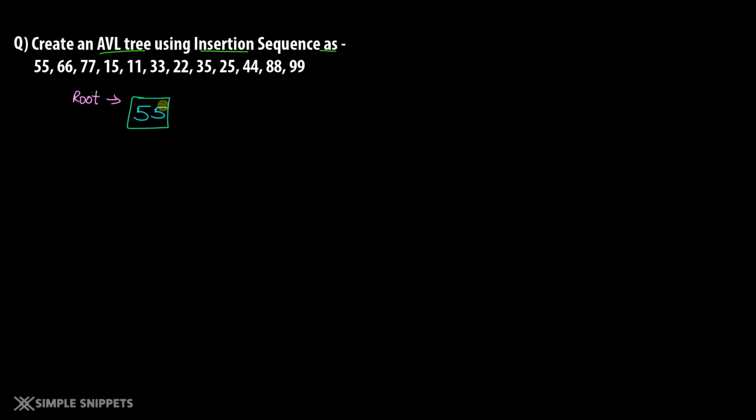As I mentioned, as soon as you insert a new node, you have to calculate the balance factor. Of course, since there is only one node in the AVL tree, the balance factor is going to be 0 only. So this is a proper AVL tree, correct? This is still an AVL tree. Let's move forward. We've done 55.